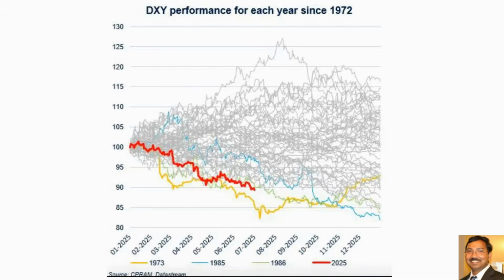And this is the DXY performance for each year since 1972. The yellow line is 1973, the red line is 2025. This data is only through July. So it is almost very similar to 1973. We saw that stagflation happened in the 1970s, and how the gold price is related to the 1970s, and now we are seeing how the DXY is related to 1973.